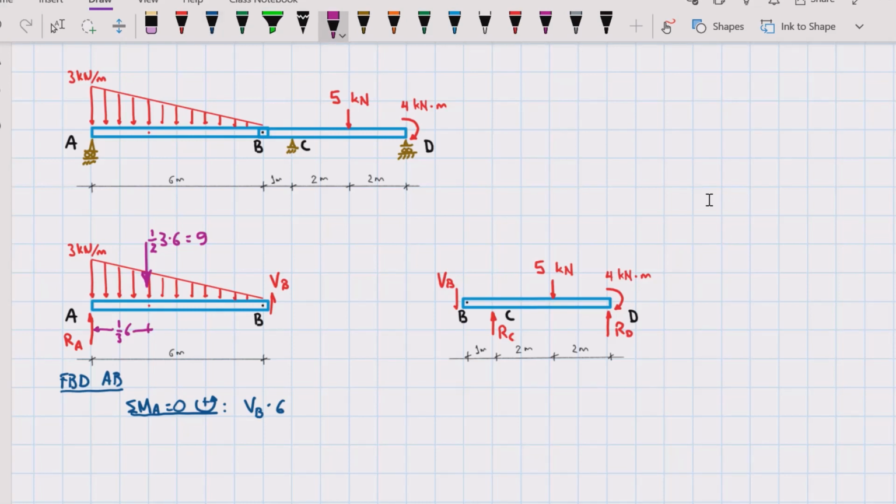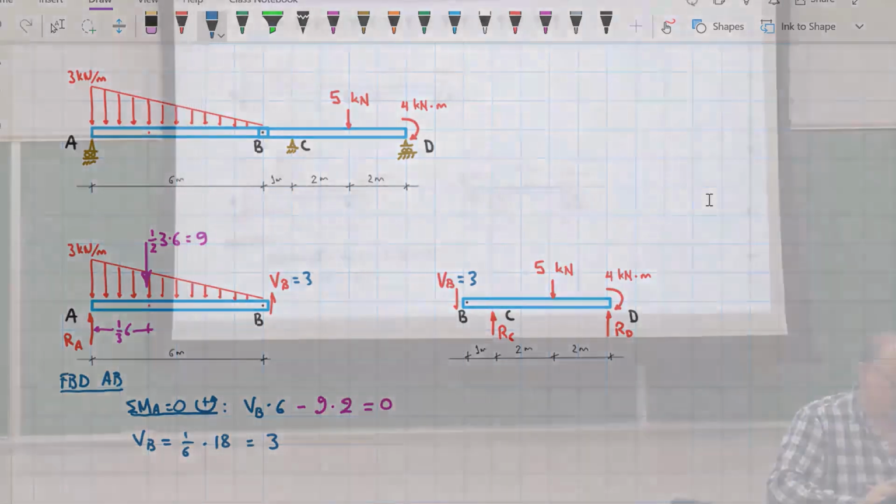So here will be B sub B times 6 minus the triangle is 9 times 1/3 of 3 is 2 equals to 0. So VB equals to 1/6 times 18. So this is equal to 3 positive. So I got it in the right direction. So it's 3 in the right direction. So I put the 3 here, and I put it on the other side also 3. So I have it ready for the next.